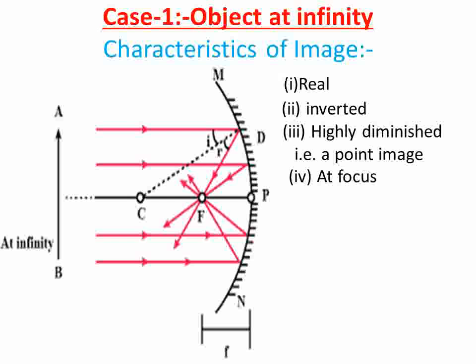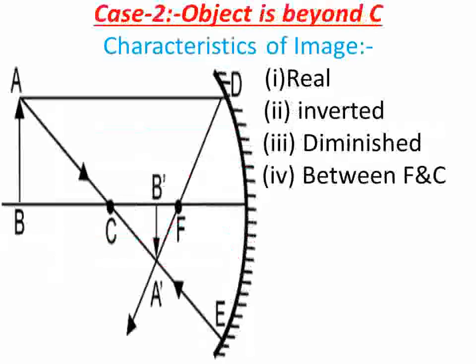Characteristics of image. Real image. Real intersection of the rays always makes a real image. A real image is always inverted. Then third, it is highly diminished, that is very small in size, a point image. Fourth, location: it is at focus.